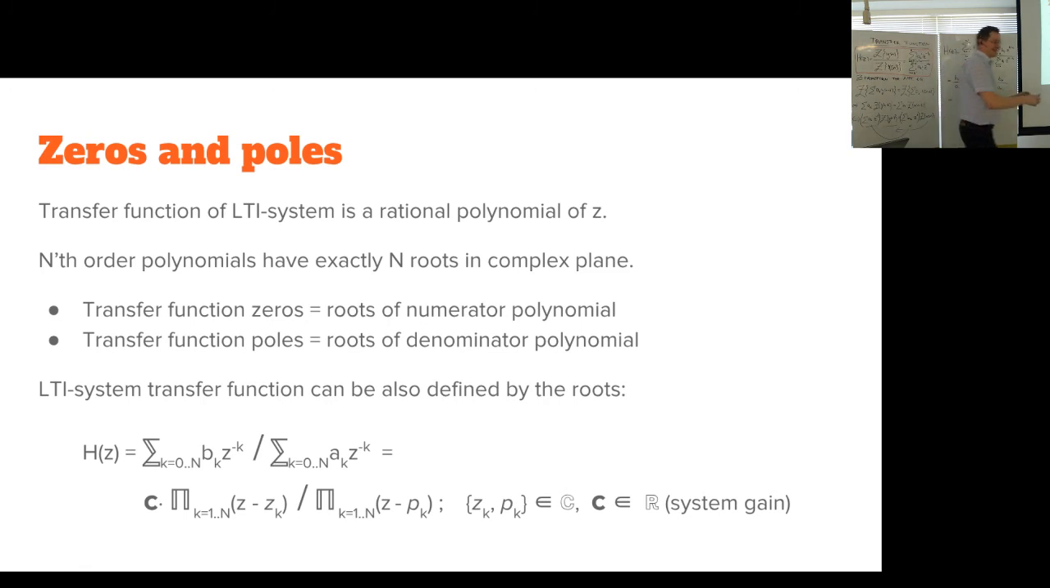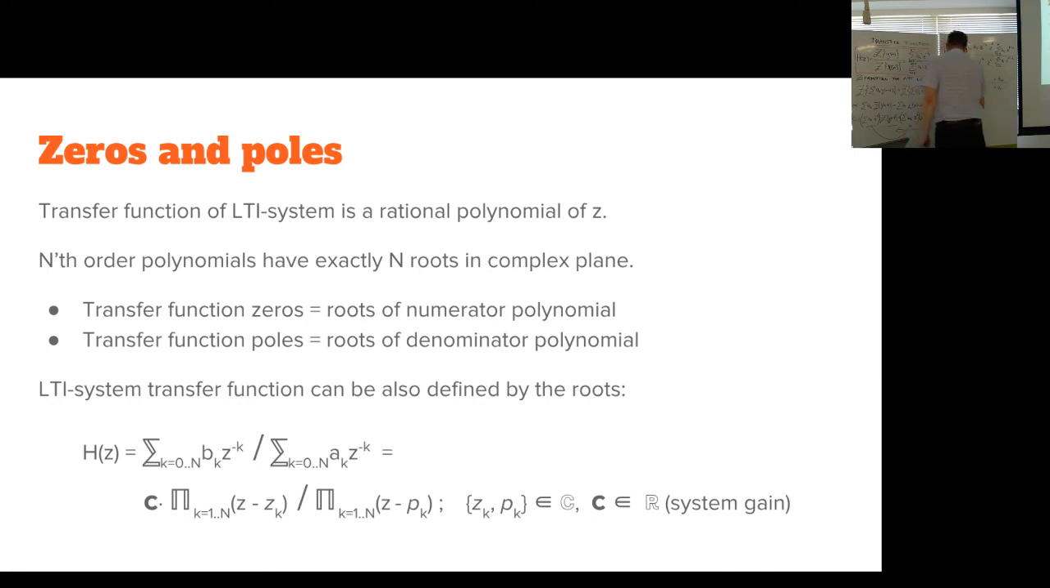Do you? Okay. Second degree polynomial. How many zeros? In real, if you have only real numbers, then you have either 0, 1, or 2 zero points. In complex polynomials, we always have the same number of zeros for the polynomial as the highest polynomial degree. Always like that.